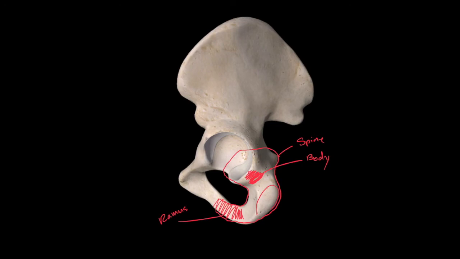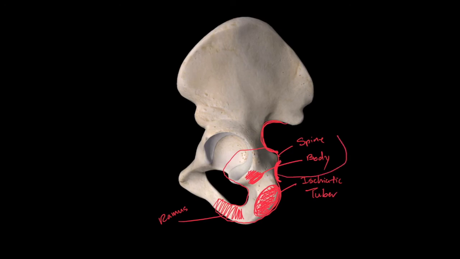Right here we have this kind of flattened portion. And this is actually the part of the os coxae you sit on. This right here is called the ischiatic tuber. All it is, is this flattened, blunt portion on the posterior aspect of the ischium. Last landmark found on the ischium is this notch right here. So right here we had the greater sciatic notch of the ilium, but right here we have a smaller notch.